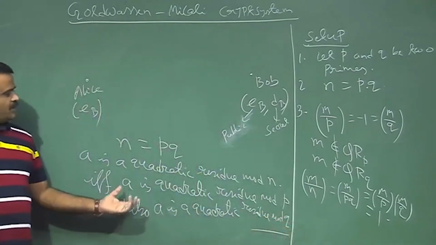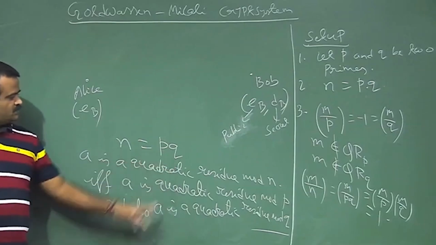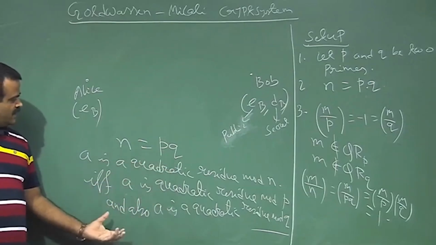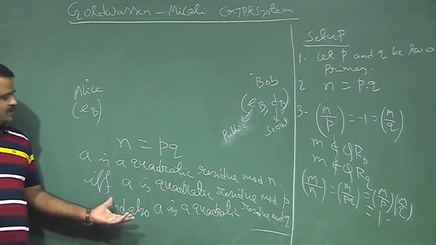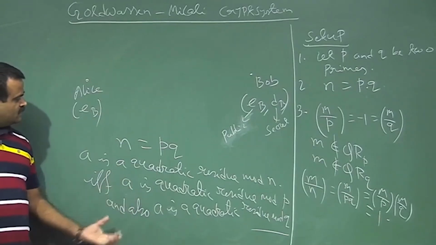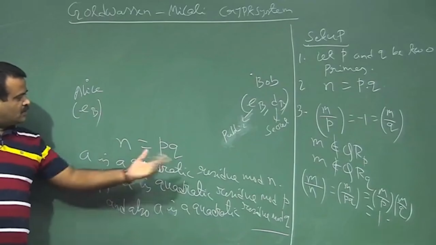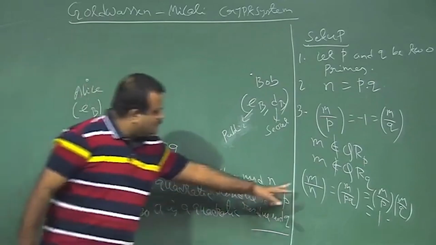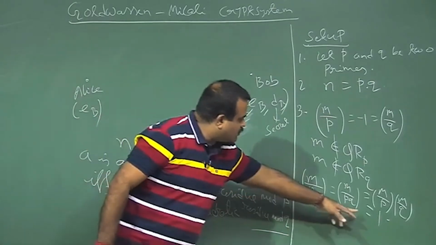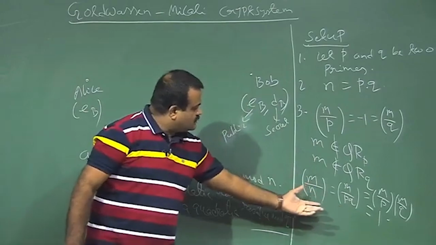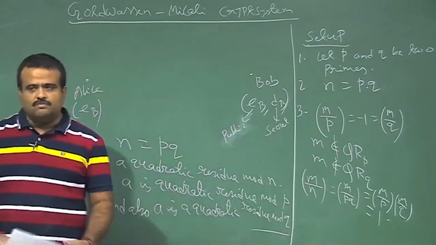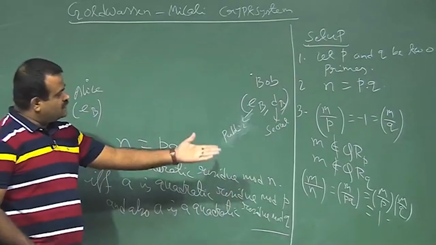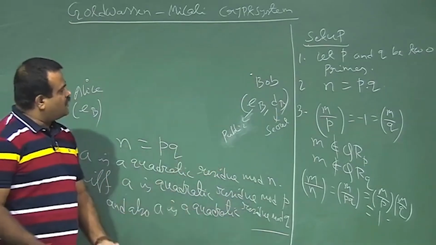If A is a quadratic residue modulo both these primes, then, because we know the definition of quadratic residue based on a prime modulo P or modulo Q, we say A is a quadratic residue mod N. But by seeing this definition, this Jacobi symbol could tell us that A is a quadratic residue mod N, which is not true. So that is why it is called pseudo quadratic residue.